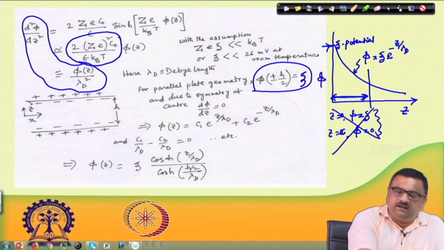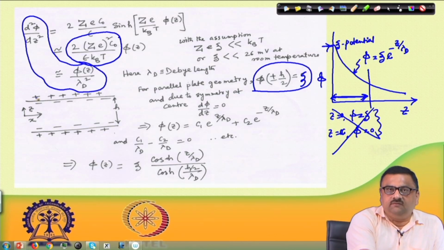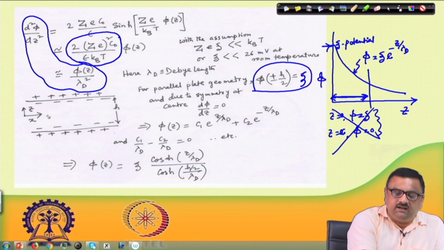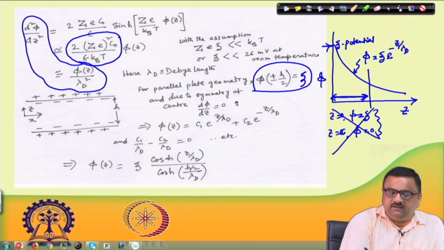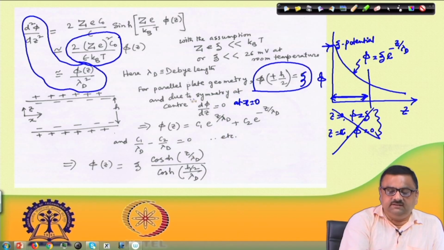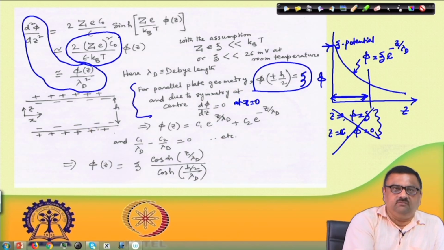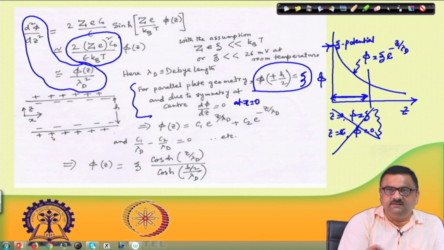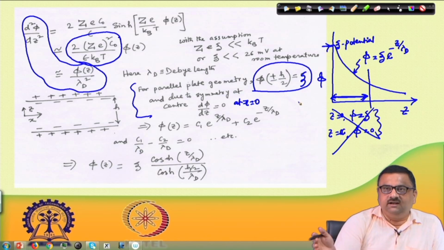That means, at z equal to plus h by 2 phi would be zeta, at z equal to minus h by 2 phi will be zeta, and due to symmetry at the center, at z equal to 0, d phi dz has to be equal to 0. These are the boundary conditions now applicable if you are looking at a channel, because gradually we are heading towards porous media, because we are not interested in an infinite medium.